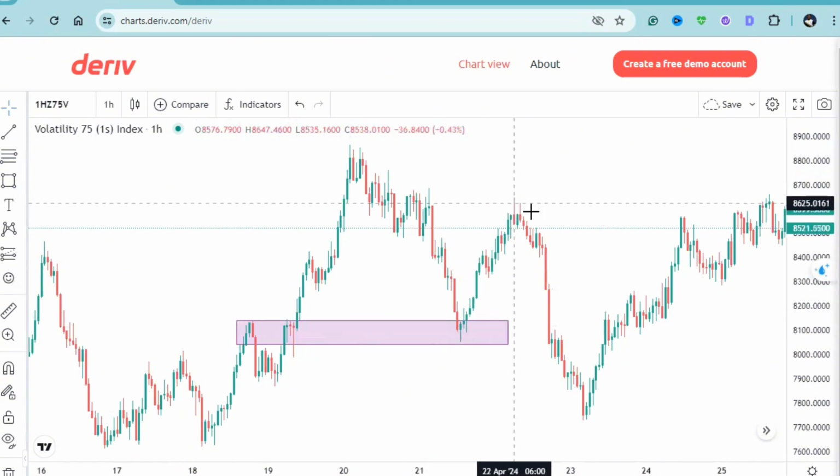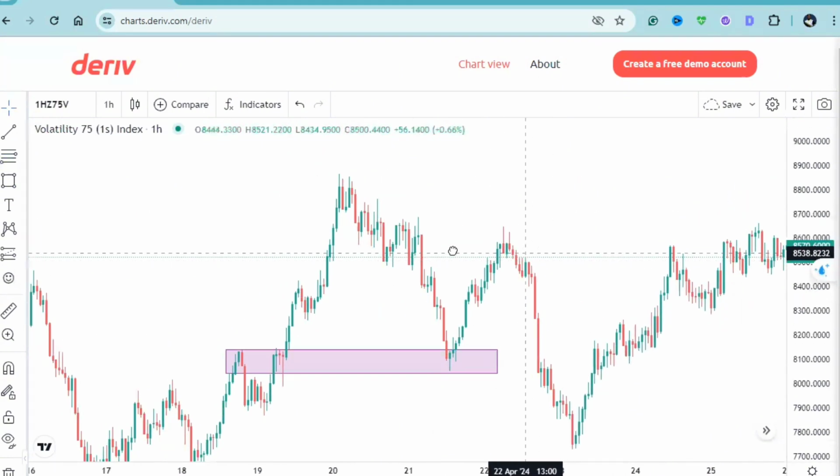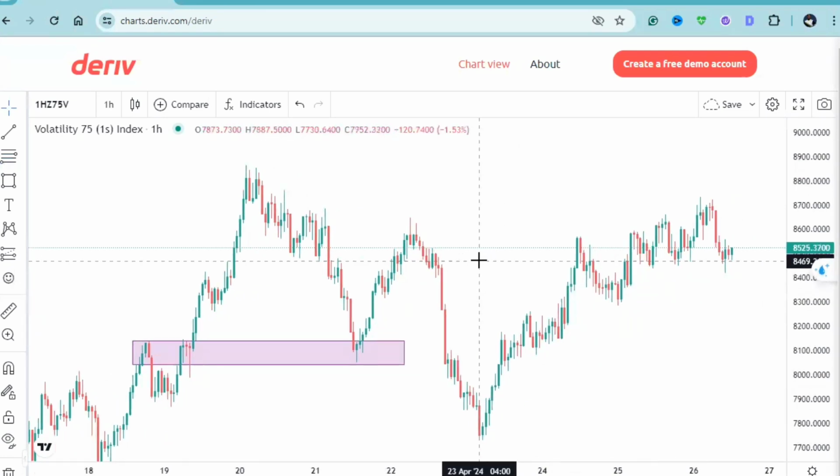All right, so there are many ways to actually use the Fibonacci tool with different assets, but I just intended to show you how to use it to trade Crash 500 index. I believe that you've learned a lot from this video and you've got so much value.